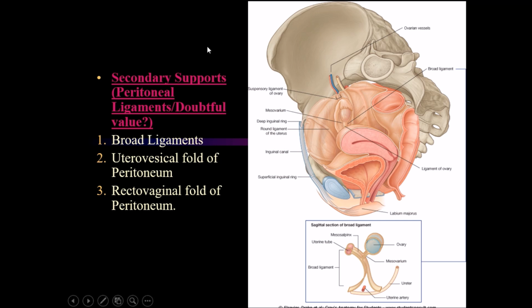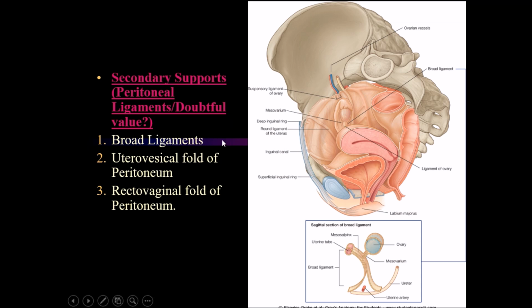So that's why these are called secondary supports or peritoneal ligaments. Because they are very thin membranous structures, their value, even though we have put it in secondary, whether they are secondary or not, is doubtful in nature. But still we mention them as secondary.